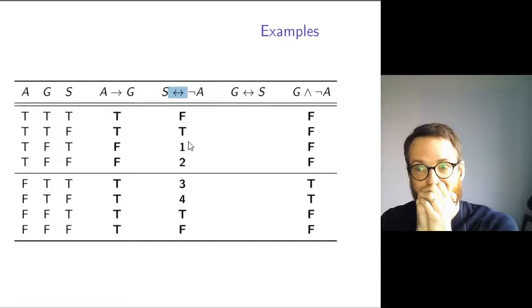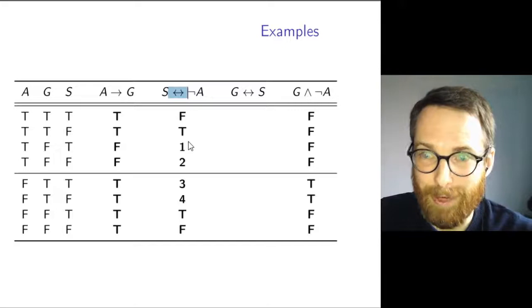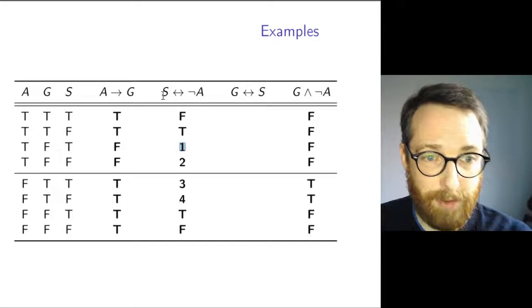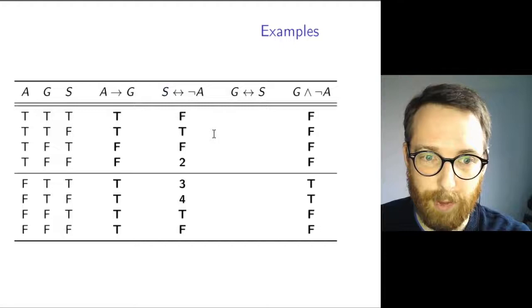Okay. My instincts as a lecturer want me to pause for a long time and put up a timer so that I give you enough time. But you can pause. You're in control. Let's see what answers I gave. So, first of all, on this row, S is true. So we're doing true if and only if not A. A is true, so not A is false. So we're doing true if and only if false. That sounds false. Yeah, that's false.